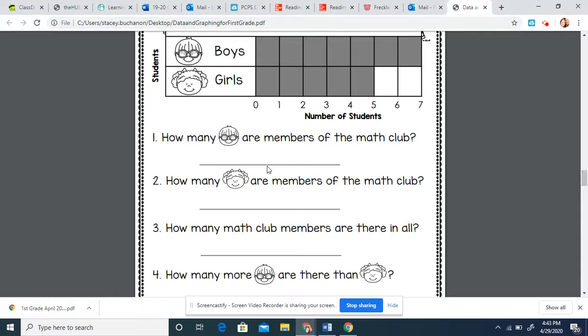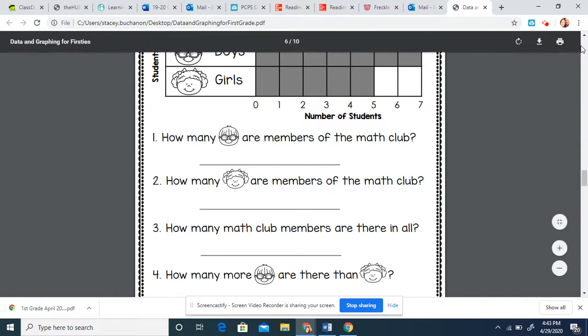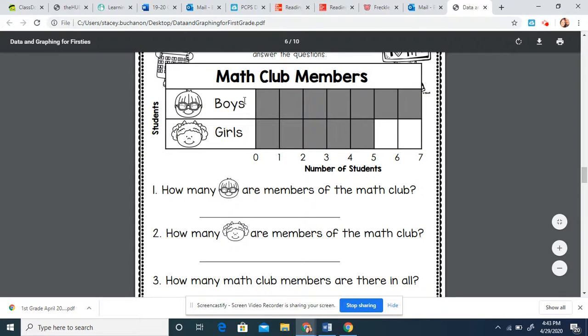So on our questions, it says how many boys are members of the math club? So we know these are the math club members because it says math club members. We're going to count the boys. You count. So how many boys are members? So we can see the number 7 and we counted 7, so we know it's 7.